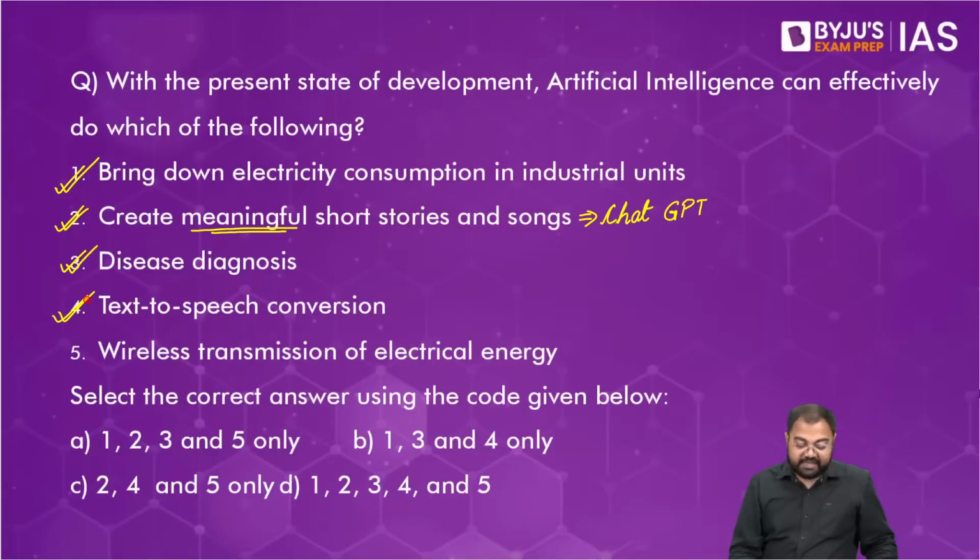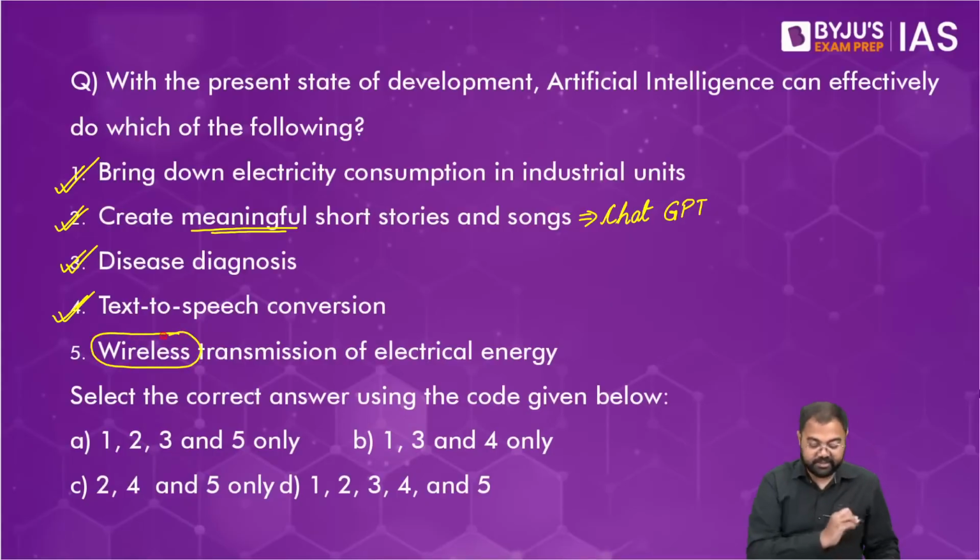Fifth is wireless transmission of electrical energy. Now just imagine electrical energy being transferred wirelessly. It's very, very difficult. First of all, it's very difficult that it will happen, and you cannot do that on a regular basis. At a very small scale, you can do that, but whenever you do that, it's not because of artificial intelligence. It's because of the electrical properties of the materials involved.